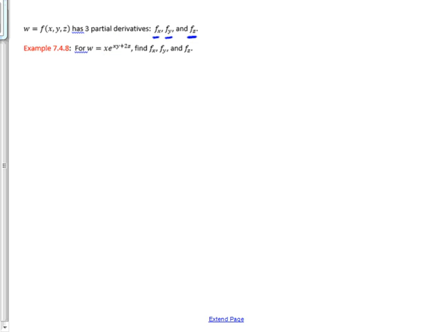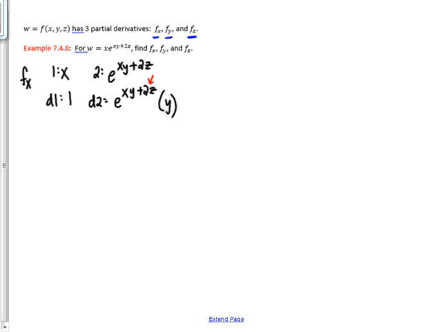So let's see, for the fx, I got to do a product rule. I need a D1 and a D2. Okay, and so D1 would be 1 and D2 would be exact problem times the derivative of the exponent. Alright, but remember we're taking it with respect to x. The derivative of xy is just y, and because 2z doesn't have an x in it, it just goes away. So really, if we multiply that, D2 is y, e to the xy plus 2z.